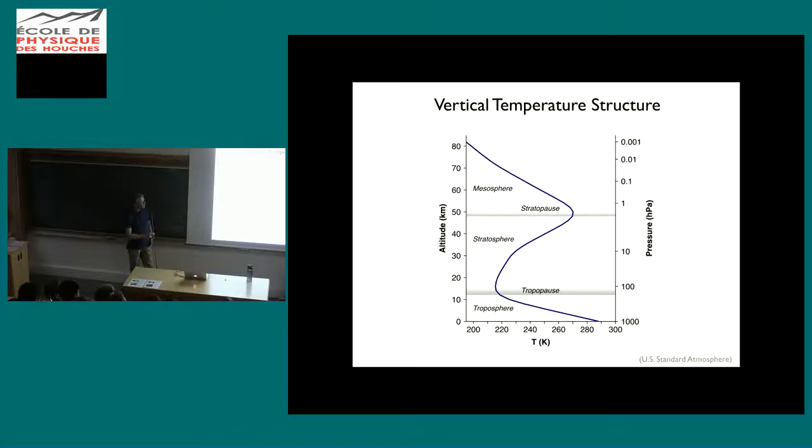And that's, I think, a really interesting question that, for those of you who stand at the beginning of a PhD, there's still a PhD thesis to be written on this. So this is what's called the US standard atmosphere. It's just a typical mid-latitude profile of temperature. There's nothing specific about the US. So here's our mean temperature, 288 to 290 Kelvin or so.